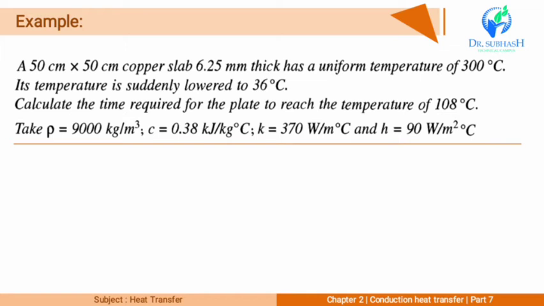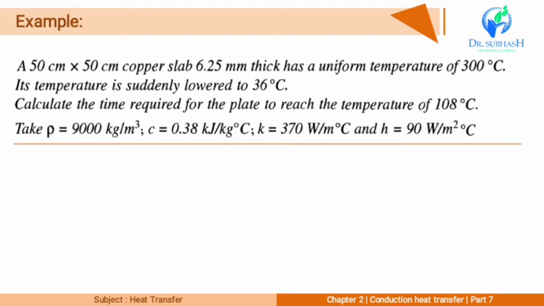A 50 cm by 50 cm copper slab 6.25 mm thick has a uniform temperature of 300 degrees centigrade. Its temperature is suddenly lowered to 36 degrees centigrade. Calculate the time required for the plate to reach the temperature of 108 degrees centigrade. Take density is equal to 9000 kg per meter cube, C is equal to 0.38 kilojoule per kg degree centigrade. Thermal conductivity K is equal to 370 watt per meter degree centigrade and h is equal to 90 watt per meter square degree centigrade.